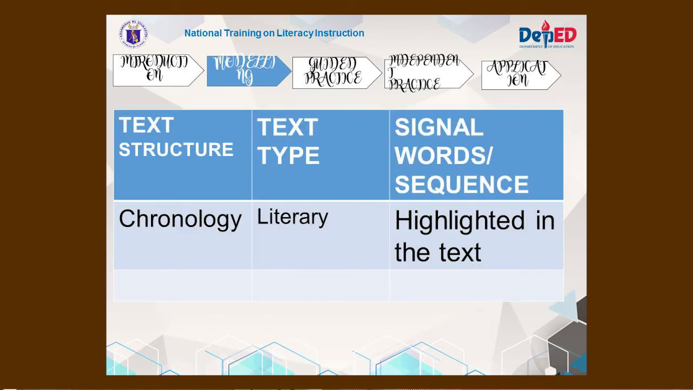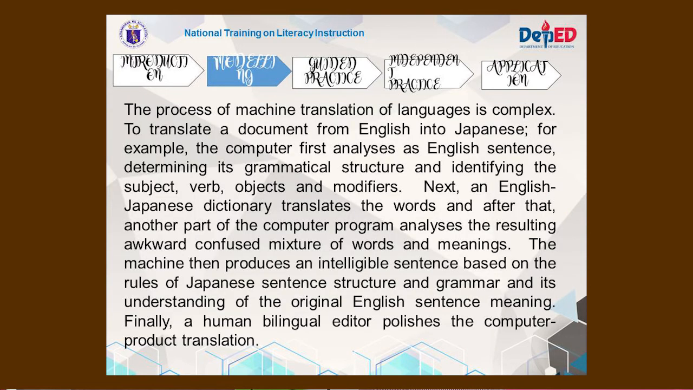You may include the text structure. So you let them have the text structure chronology, and then the text type, literary, and of course the signal words for your learners who are key stage 3 and 4. Okay? This time, class, I will model another text type.